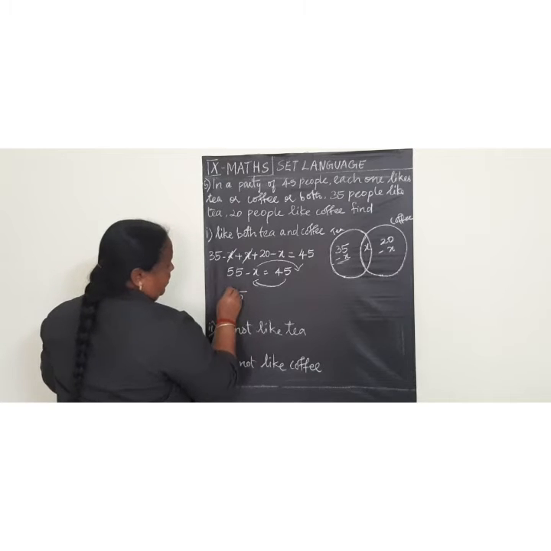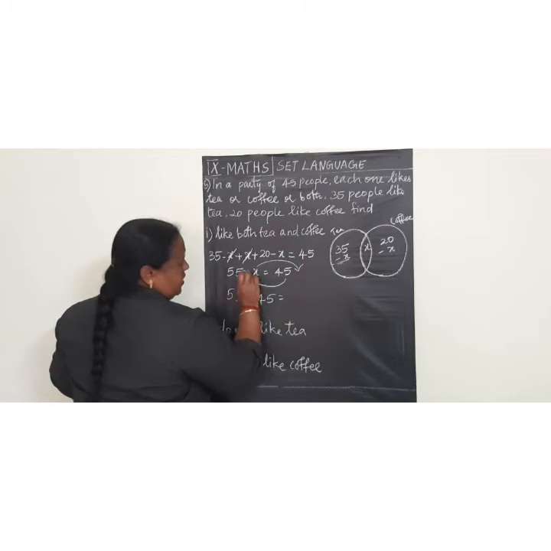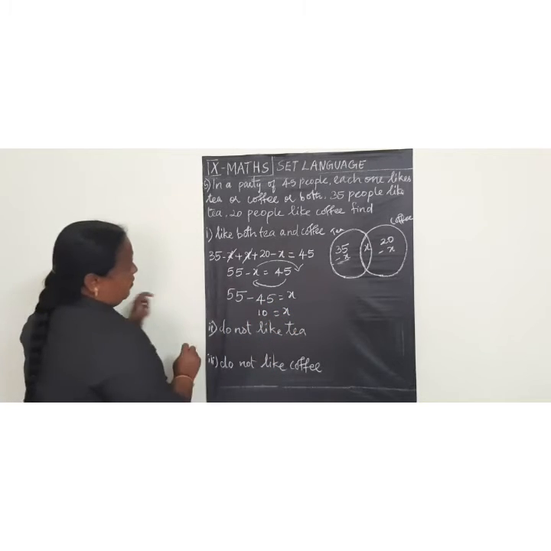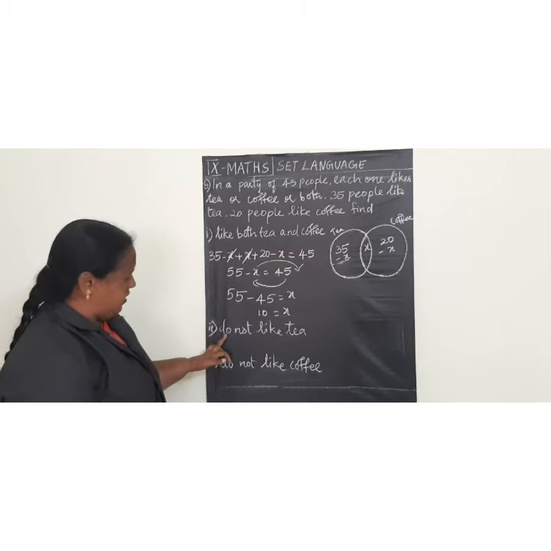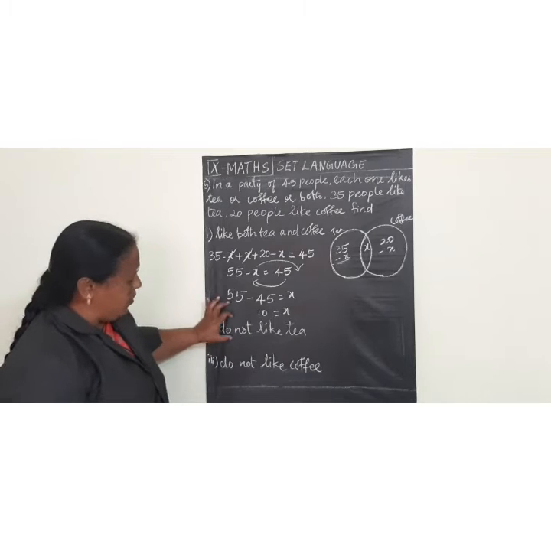45, so 55, when you are bringing this 45 this side, minus 45 is equal to, here minus x, when you are bringing this side it will become as a plus. So 45 minus 10, how many number of people like both tea and coffee means 10 people. Next we have to find do not like tea, that means how many people do not like tea.